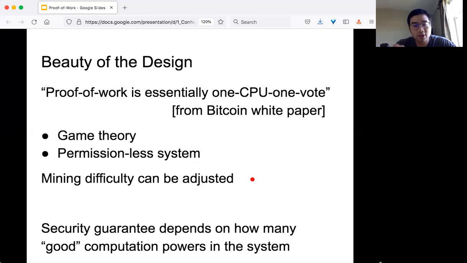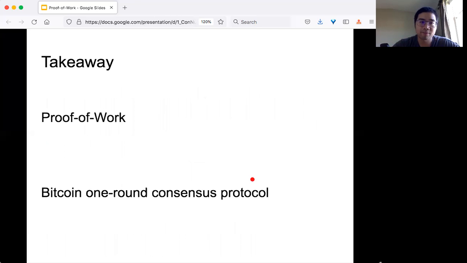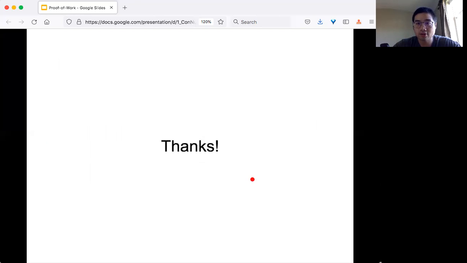And in the next lecture, we will analyze why this kind of design can prevent certain types of attack and what kind of security guarantee it can provide. But for now, just remember that this security guarantee is actually probabilistic because of the FLP result. So the takeaway is that we described proof of work and the Bitcoin one-run consensus protocol. So that's all. Thank you.